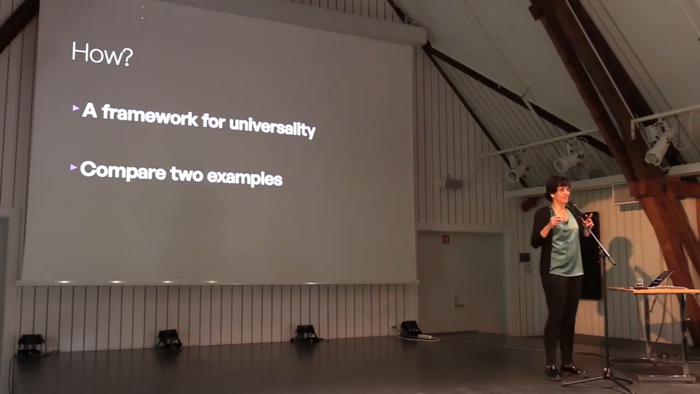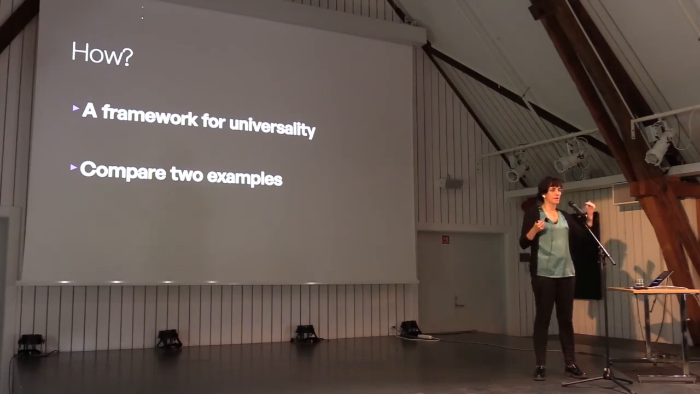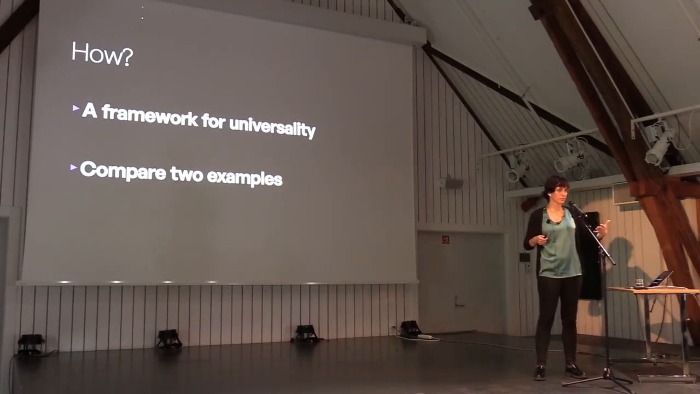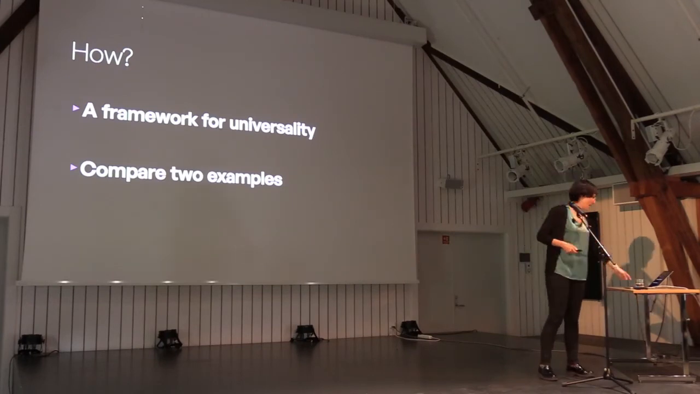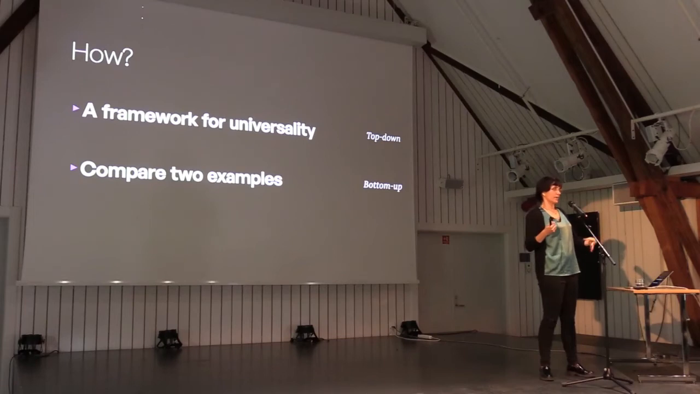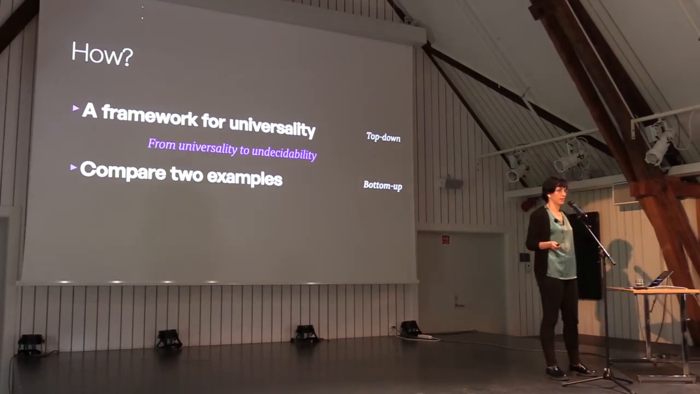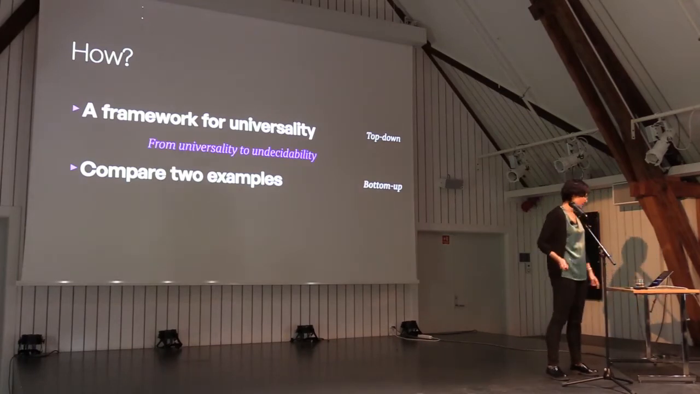How can we tackle this goal? Okay. I propose to do so in these two ways. One is by proposing a framework for universality, and that's kind of a top-down approach. And the second one is by comparing two examples, spin models and Turing machines, comparing them really well and seeing what's going on there. That's a bottom-up approach. And somewhere in the middle, I will tell you about the relation to undecidability.